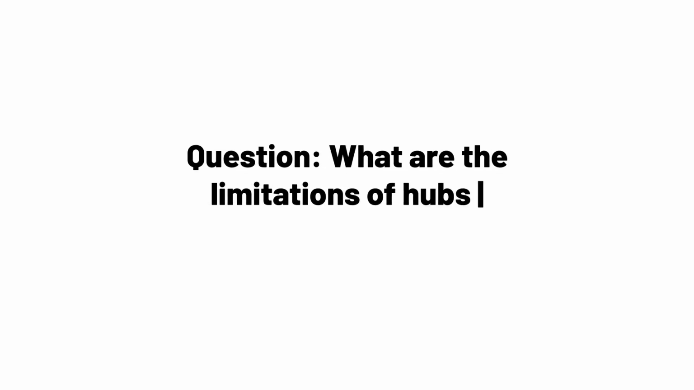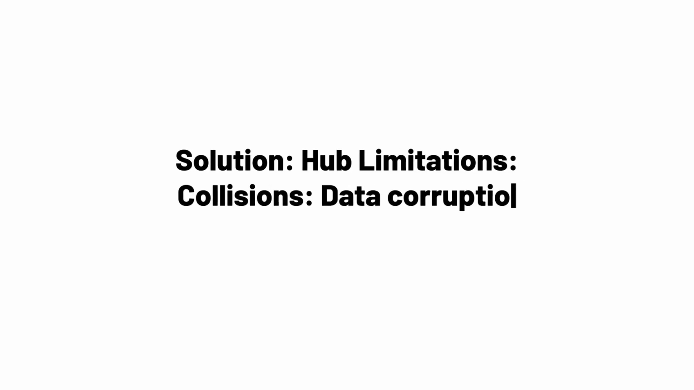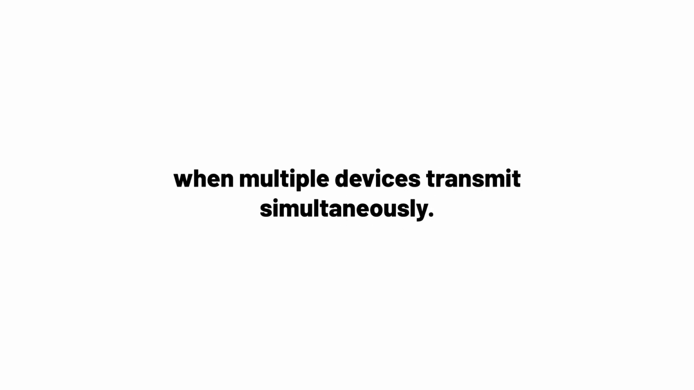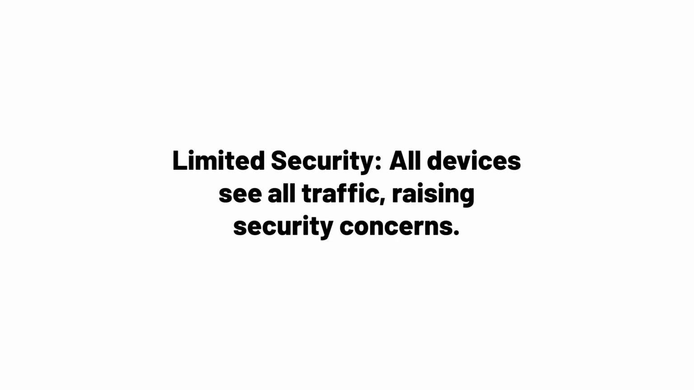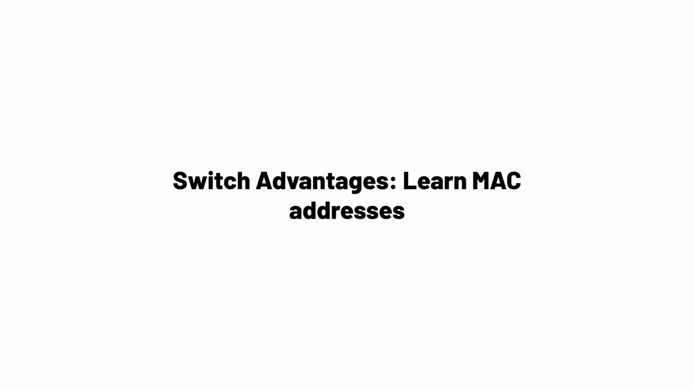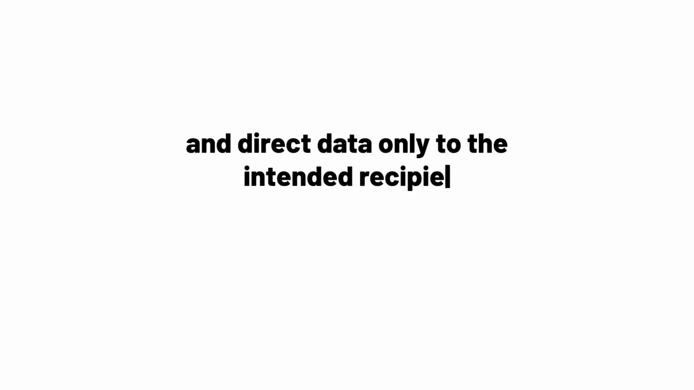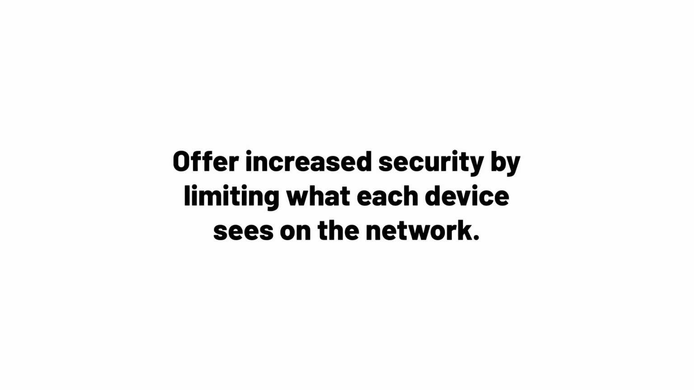Question: what are the limitations of hubs in network communication, and how do switches address these limitations? Solution: hub limitations, collisions. Data corruption occurs when multiple devices transmit simultaneously. Limited security, all devices see all traffic, raising security concerns. Inefficiency, unnecessary broadcasts waste bandwidth. Switch advantages: learn MAC addresses and direct data only to the intended recipient, reducing collisions and improving efficiency. Offer increased security by limiting what each device sees on the network.